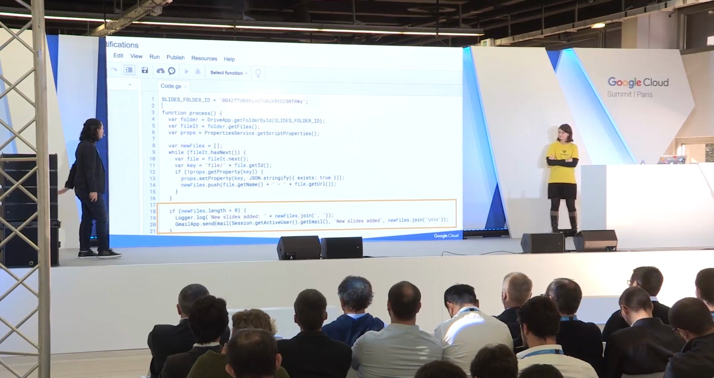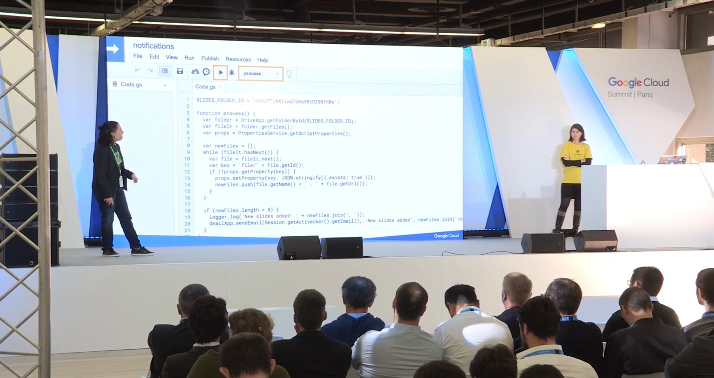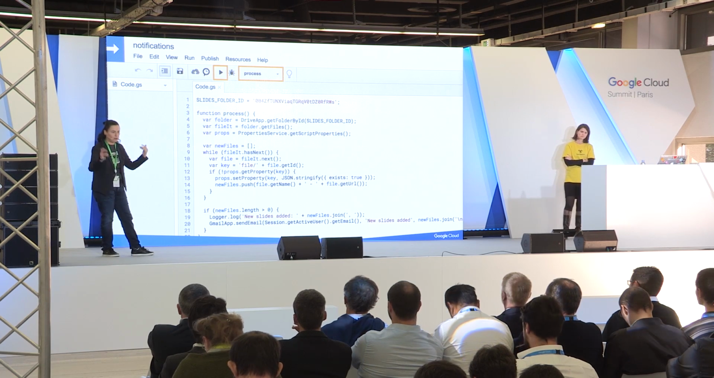OK, so within 20 lines, I created this functionality. I can start testing the functionality. I run the play button. I say execute the process function. And yeah, I'm good to go, right?